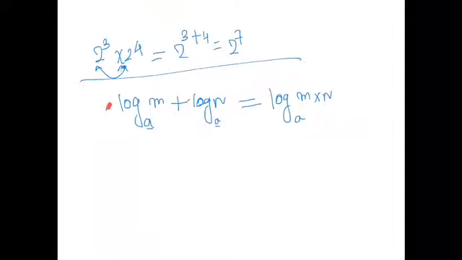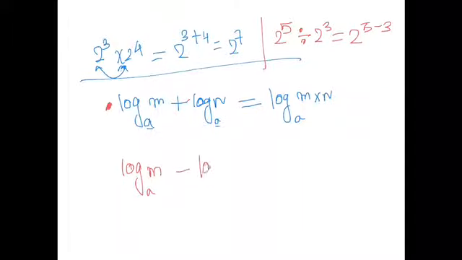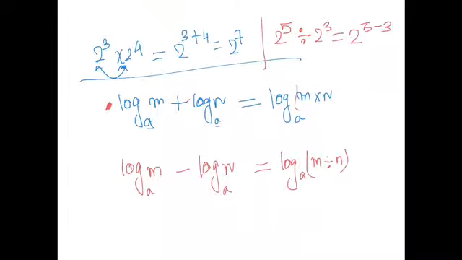It's very similar to that. There is another exponential form: 2 to the power 5 divided by 2 to the power 3 can be written as 2 to the power 5 minus 3. The same thing can be written in logarithm. If log m base a minus log n base a, you can write log of m divided by n. You can write it like this. Very similar to your exponents.